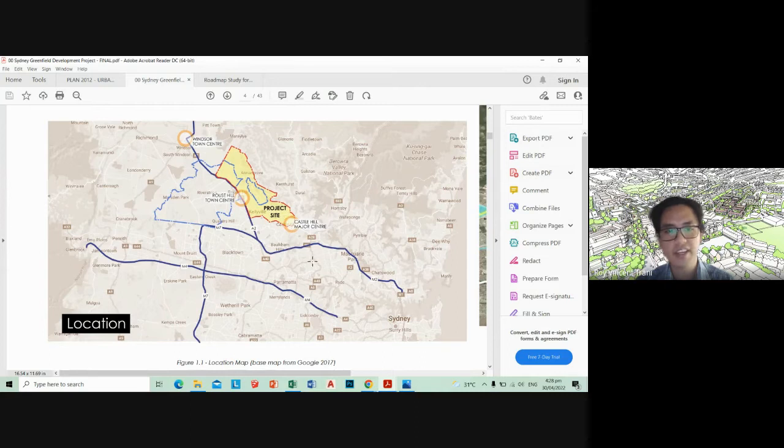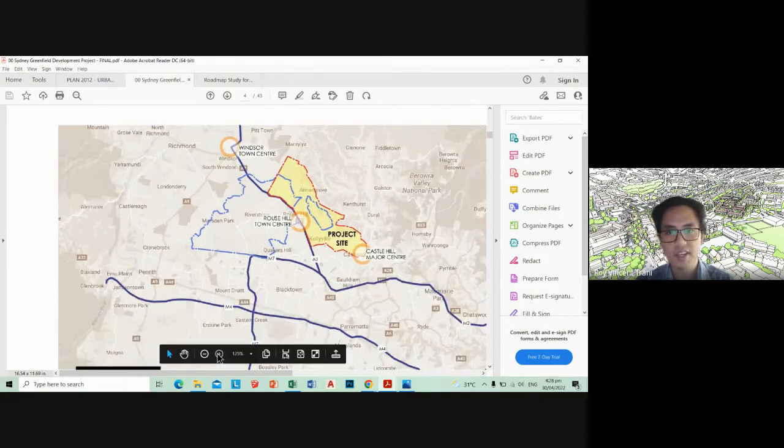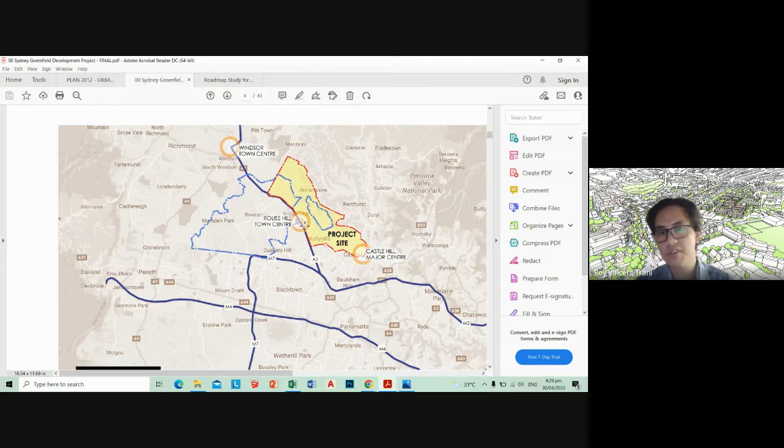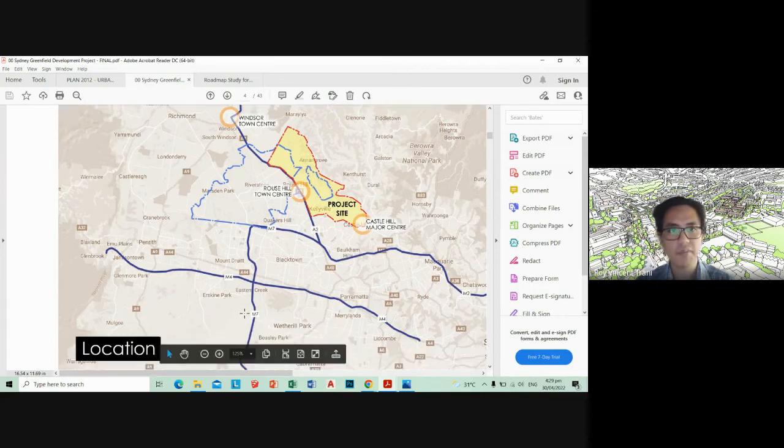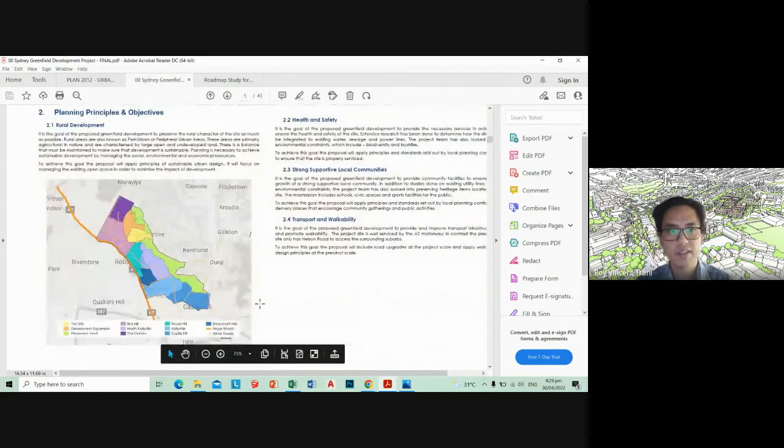So this area here highlighted in orange, this orange circle, will have a new train access, and will connect Castle Hill, a major city, a major center, and Rouse Hill, a town center, sort of like their equivalent of major barangays, highly densely populated with its own mall, and I think suburban areas as well. And then Windsor Town Center will also be connected by this new train station. So I think I have a map for this. Let me just zoom out.